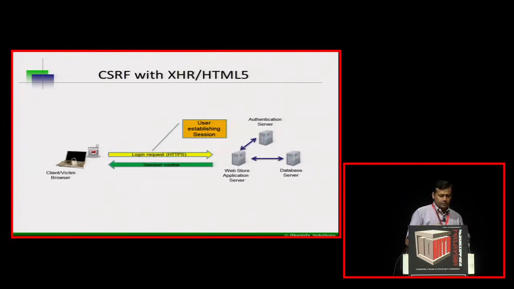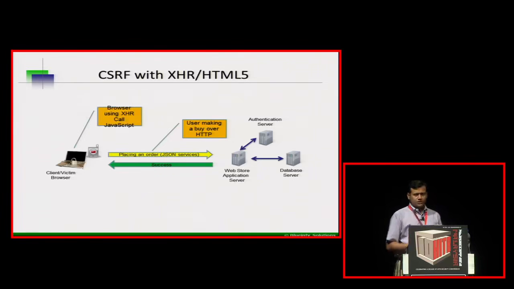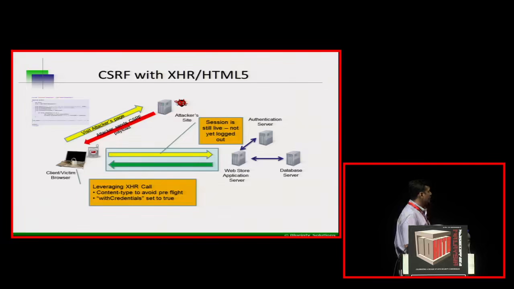So let's take an example. You have a site where you log in over HTTPS and you get a session cookie. Now, the site will say, okay, you want to buy some product. It will make an XHR call, and using JavaScript, it will send the actual object, or some kind of JSON stream, back to the server, and you are successful. Now, your session is still live, and you end up on the attacker's site. As soon as you visit the page, it will ship the CSRF payload to your browser, and that browser will have a content type to avoid pre-flight and withCredentials set to true.